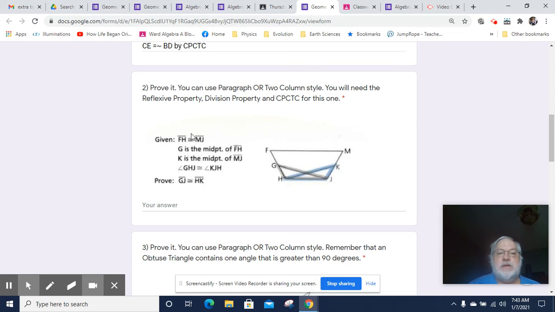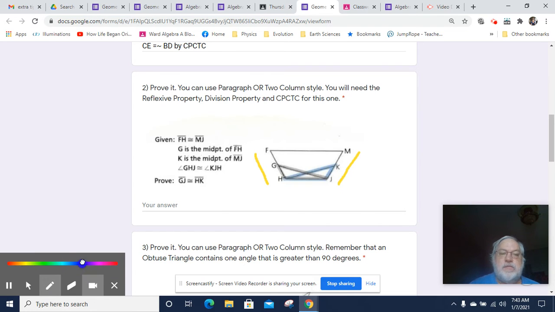Okay, number two, let's take a look here. We've got to prove that GJ is congruent to HK. Okay, let's go through the things that we know. We know FH here is congruent to MJ. We know that G here is the midpoint of FH, and K is the midpoint of MJ. We also know that angle GHJ is congruent to angle KJH. So these angles here are congruent.